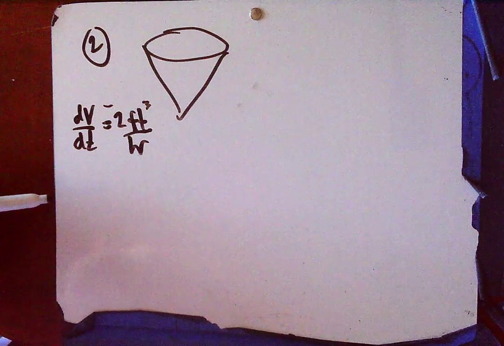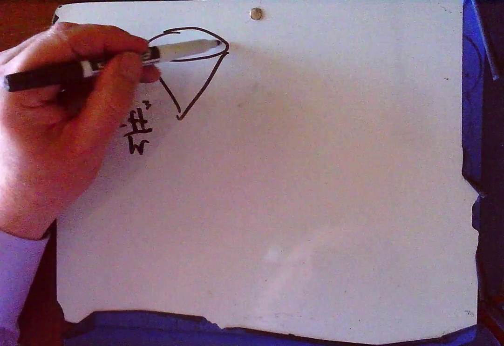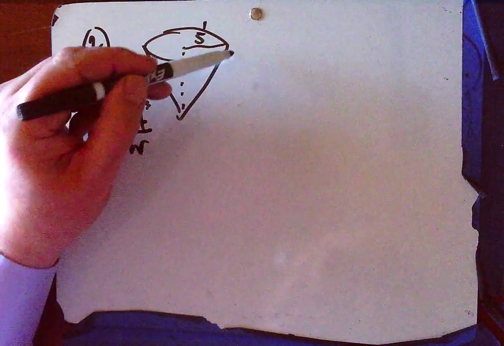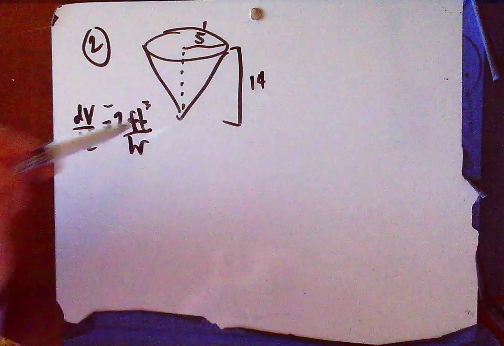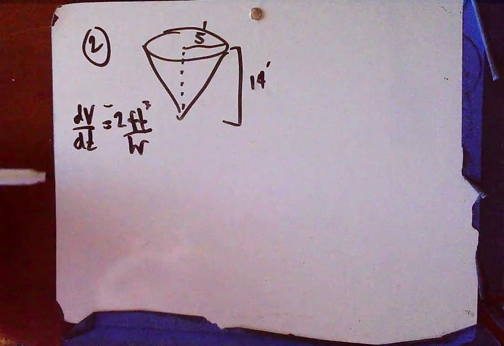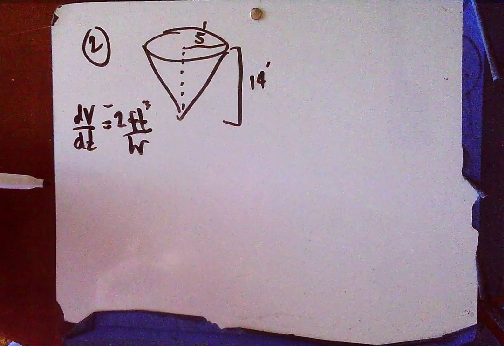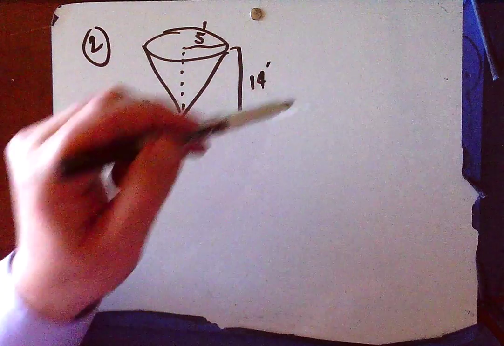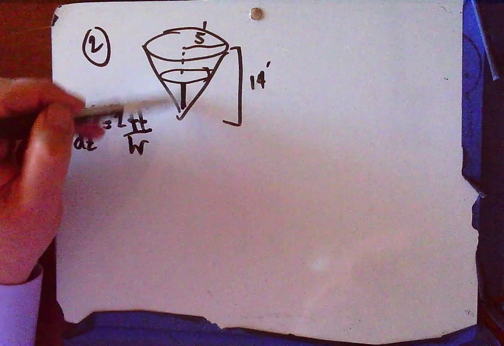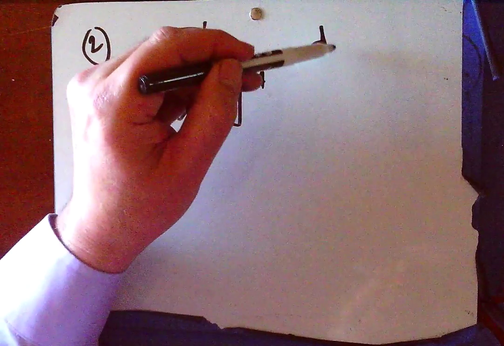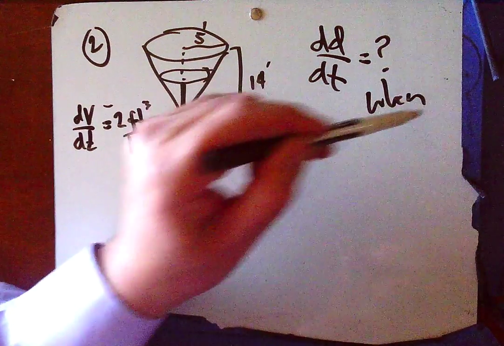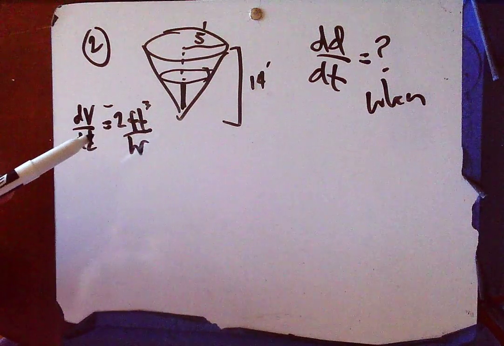The base radius of the tank is 5 feet, and the height of the tank is 14 feet. Okay. At what rate is the depth of water in the tank changing when depth is 6? So we want to know about our change in depth. We want dD/dt when the depth is 6.